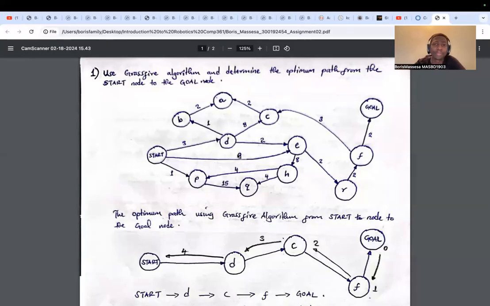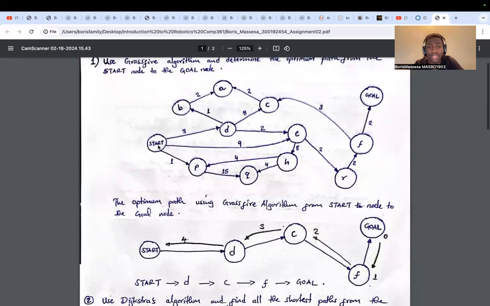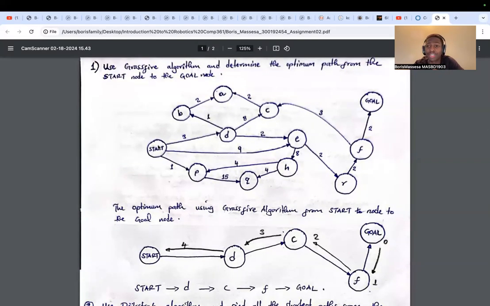So for the first part, we are required to use the Grassfire algorithm to determine the optimum path from the start node to the goal node. When we're using the Grassfire algorithm, or the breadth-first algorithm, we need to keep in mind that the number of edges or the weights on the edges, like 2, 8, 9, we don't have to take into consideration. What we need to think about is just finding the shortest path from the start node to the goal node, or the end node.